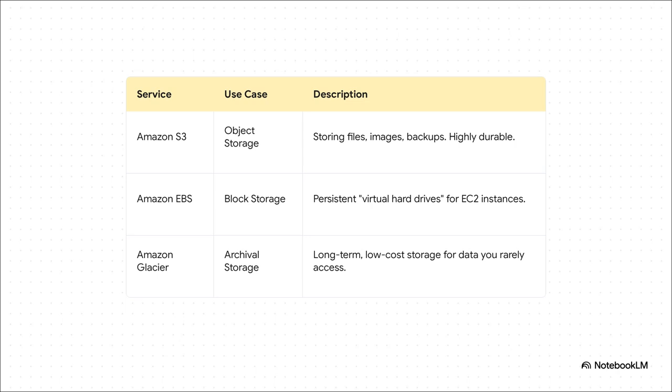For things like images, videos, and backups, you use highly durable object storage like S3. For the virtual hard drive that your server actually runs on, you need the super fast block storage of EBS. And for all that data you have to keep for years but almost never look at, that goes into the ultra-low-cost archival storage, Glacier. Matching the data to the right storage type is a fundamental way architects keep costs from spiraling out of control.